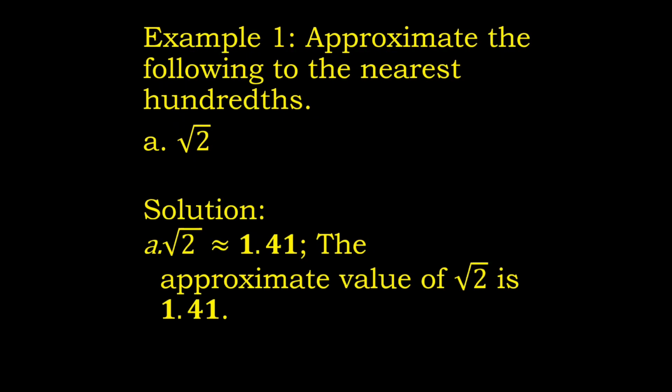Let's take the first example of approximation. Let's approximate the following to the nearest hundredths. Let's have the square root of 2. We know very well that the square root of 2 is not a perfect square. So here is the solution. If we key in the square root of 2 in our calculator, that will give 1.41. So the approximate value of the square root of 2 is 1.41.